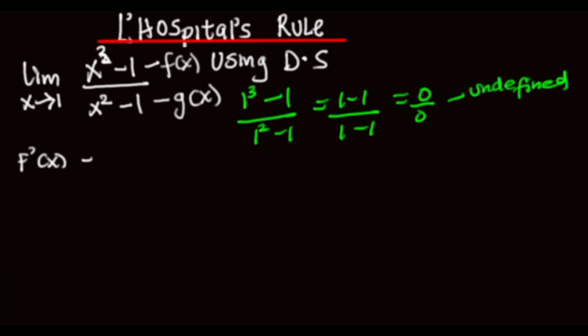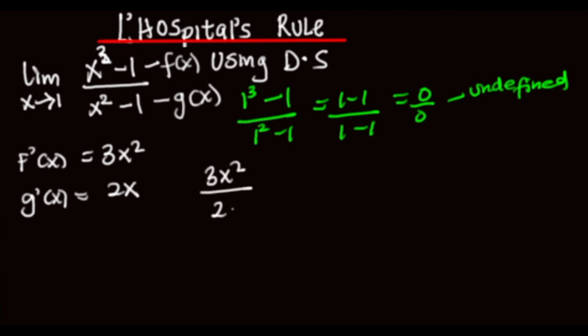So here I'm going to have this to be 3x squared. That's what I'm going to have. And at the same time, if I differentiate g of x, I'm going to have 2x. So that's why the whole value here, I'm going to write as 3x squared divided by 2x. Right, that's what I'm going to have. So if I use the substitution method now, I'm going to have 3 into bracket 1 divided by 2 into bracket 1. So that's what I'm going to have, 3 over 2.